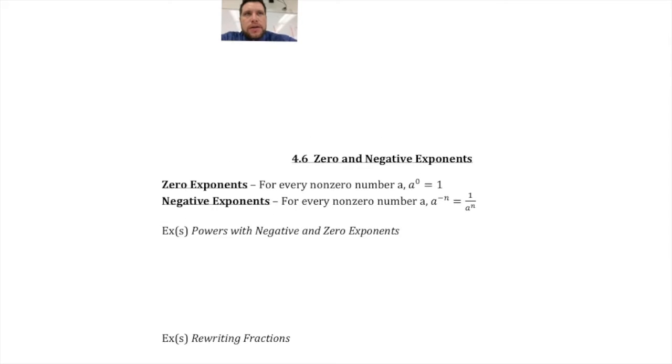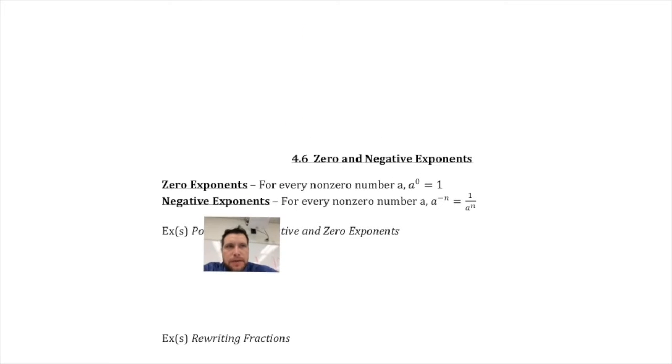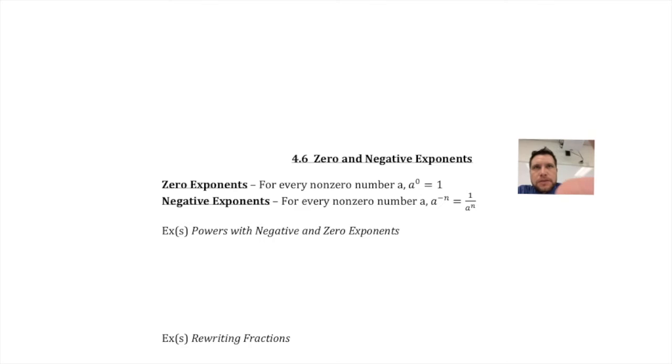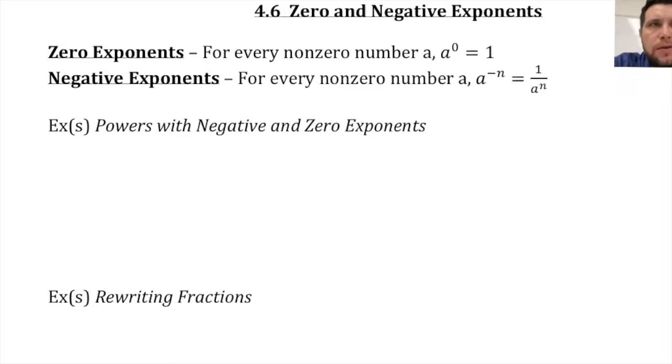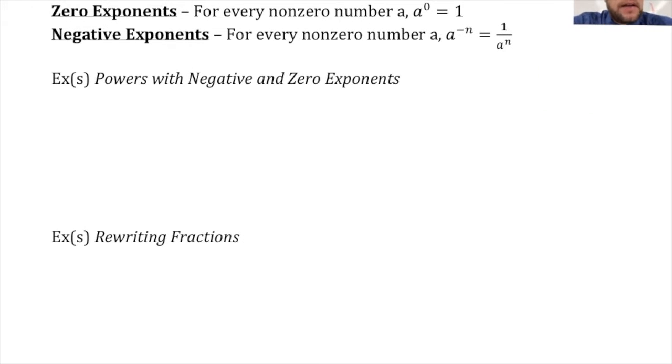Exponent is 0 or when the exponent is a negative number. Okay? So, what you need to pay attention to is that anytime the exponent works out to be 0, the answer is 1. It does not matter what the base is. Anytime the exponent works out to be 0, the answer is 1. Okay?